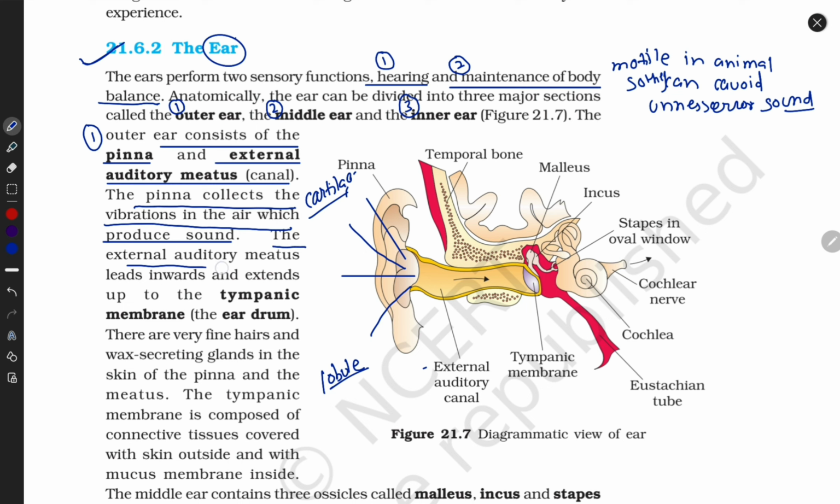The external auditory meatus or canal leads inward and extends up to the tympanic membrane, and sound travels through the external auditory canal here. This is the medium, the external auditory canal. They reach towards the tympanic membrane. We can also call it the eardrum. This is a very thin layer.